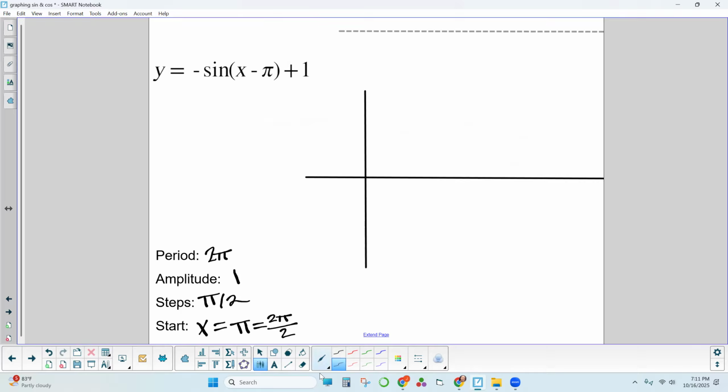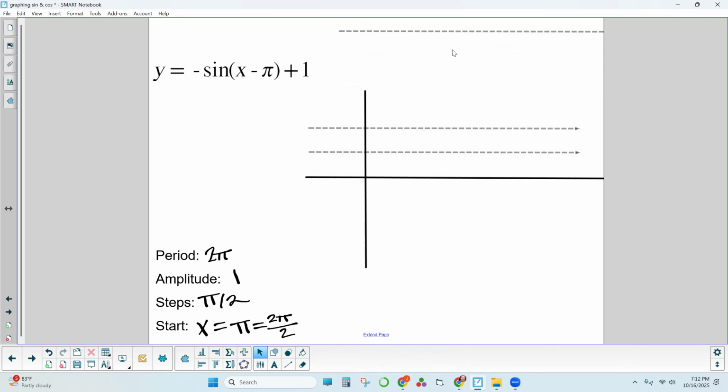Okay, now let's bring in our midline. The midline, again, starts at 0, but it has been shifted up 1. This represents our vertical shift. Okay, our high line and our low line are the amplitude from the midline. So if our amplitude is 1, we're just going to go up 1 and down 1.